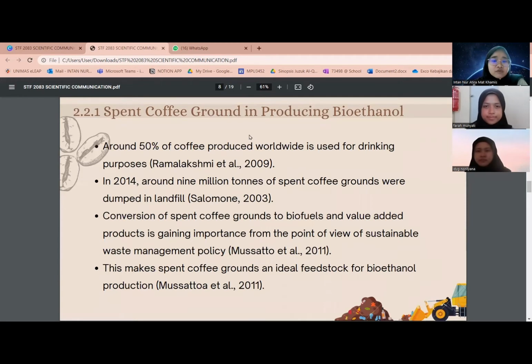Around 50% of coffee produced worldwide becomes spent coffee ground, and in 2014, according to Salomon, around 9 million tons of SCG were dumped in landfill. Thus, the conversion of spent coffee ground to biofuel and value-added product is gaining importance from the point of view of sustainable waste management policy. It is crucial to carry out this conversion.